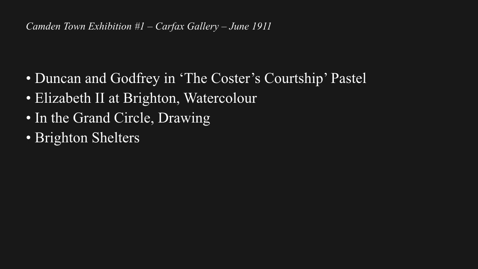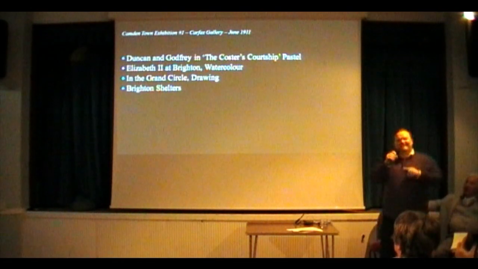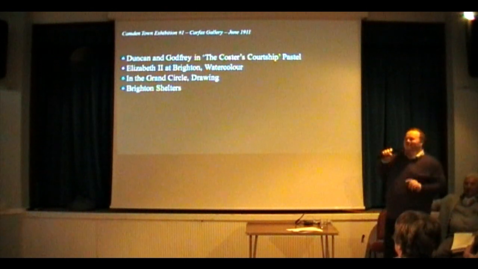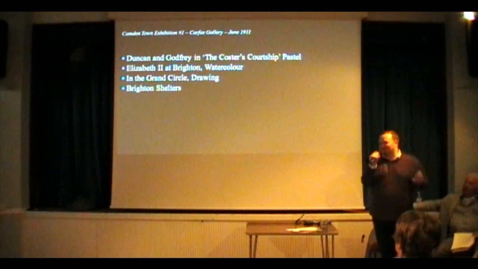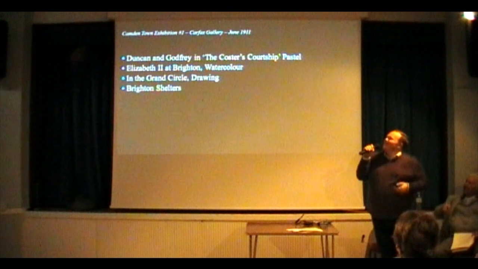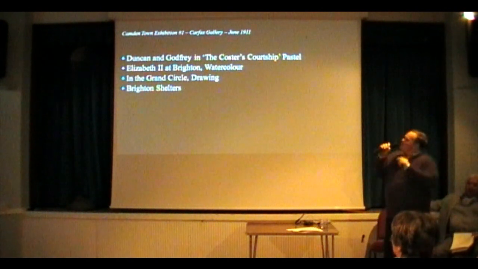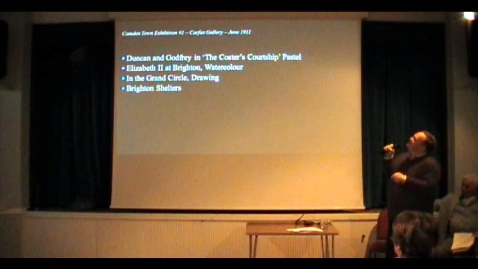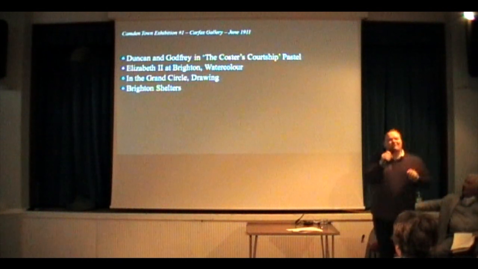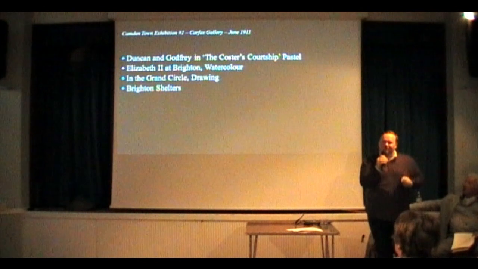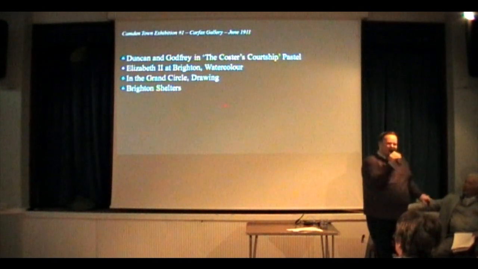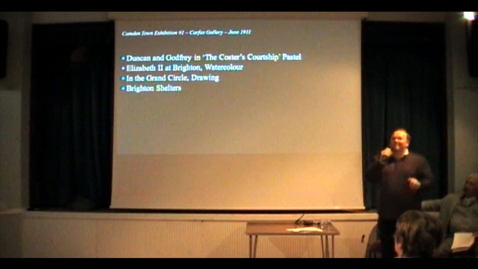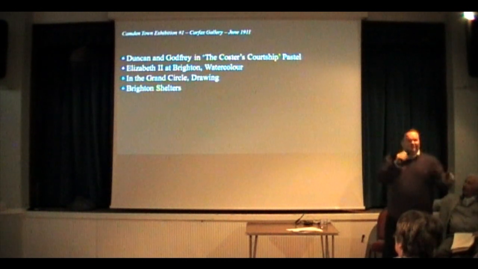What's really interesting is that for the first exhibition, these are the four works that John Doman Turner presented. And the top one here is called Duncan and Godfrey in the Costa's Courtship, a pastel. We've never seen that work, but we were curious with every piece of work we come across with Turner's, and I wanted to find out more information. So I managed to track down in my research a recording of the Costa's Courtship, which was a performance that took place at the Empress in Brixton. And this is a clip of that very recording.